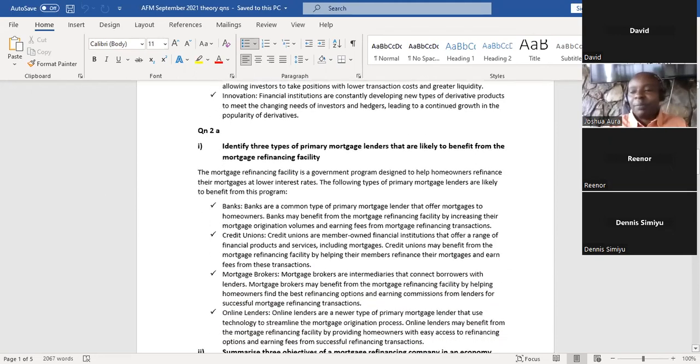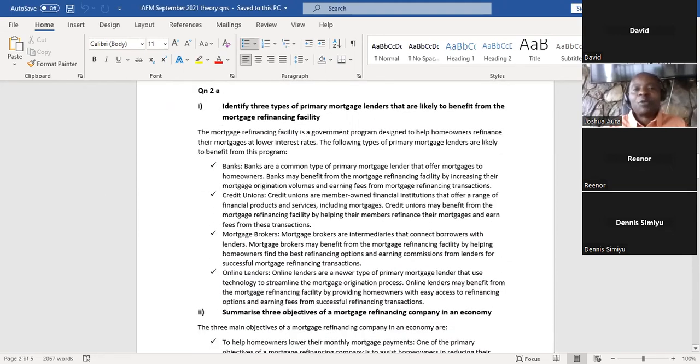Question number two, A: identify three types of primary mortgage lenders. What is the importance of mortgage refinancing? Like now, last week, I started my process of moving my mortgage. Why would I want to do that? Because right now interest rates of these banks are going very high and the impact is quite huge. So if I go for mortgage refinancing, what will happen?